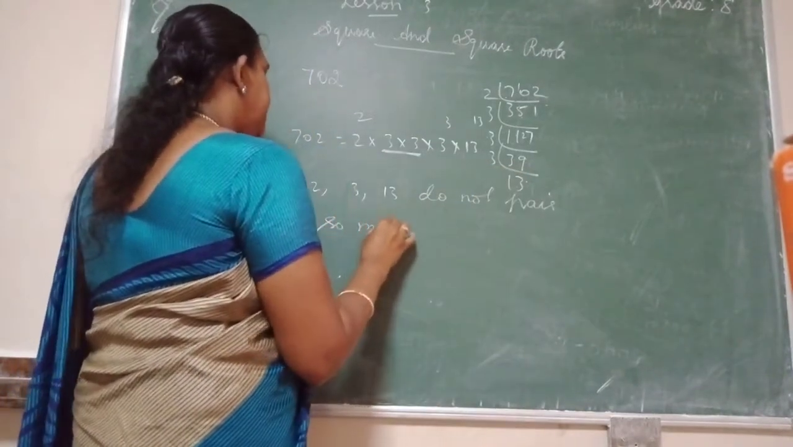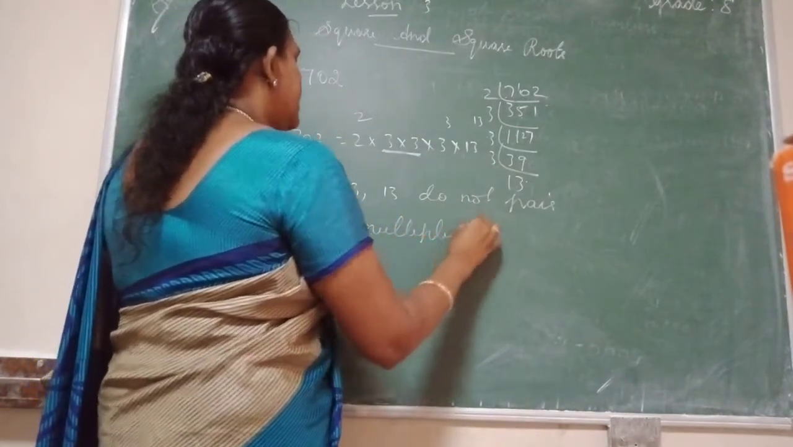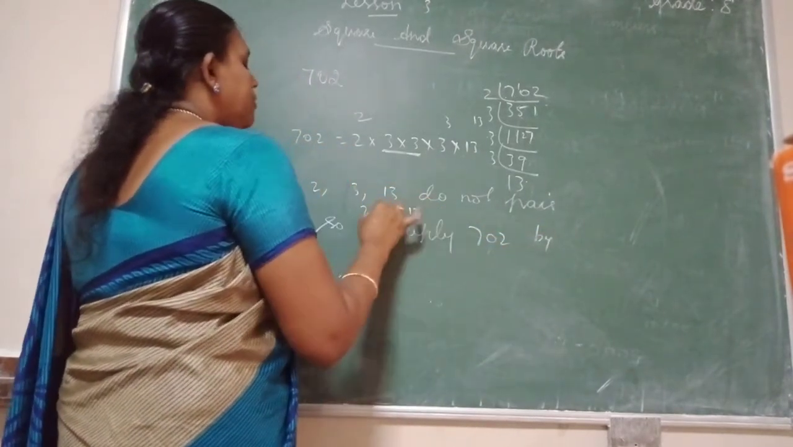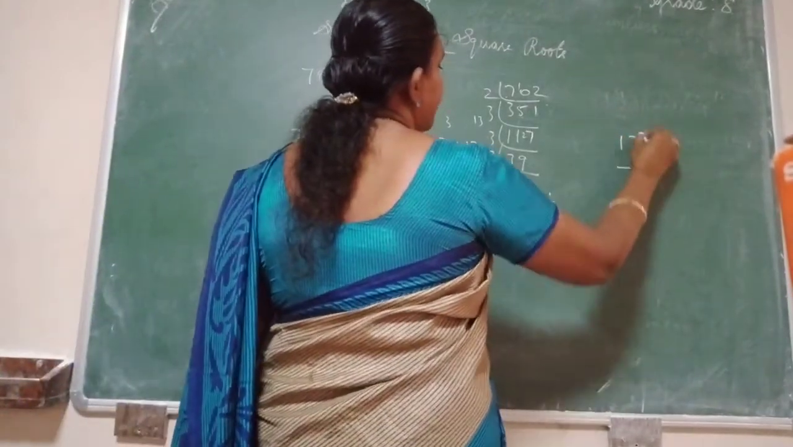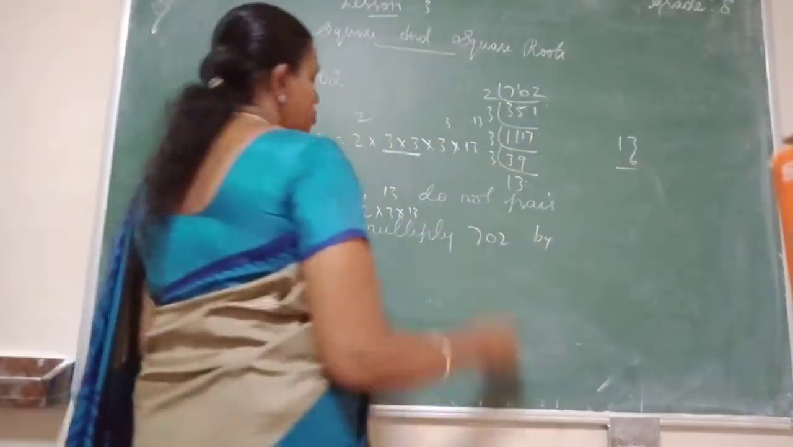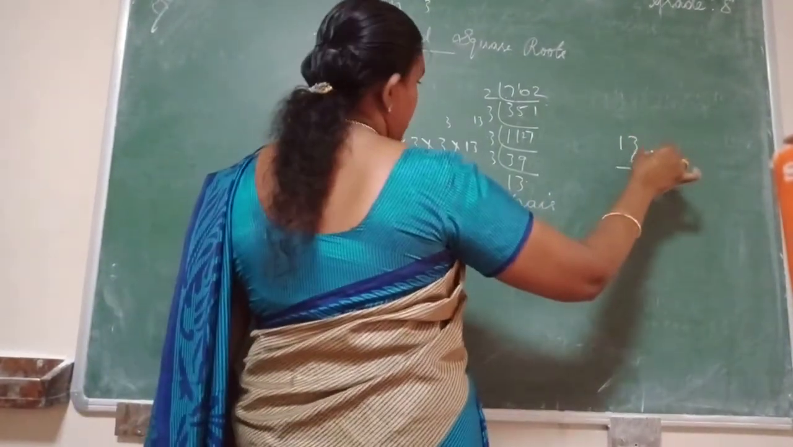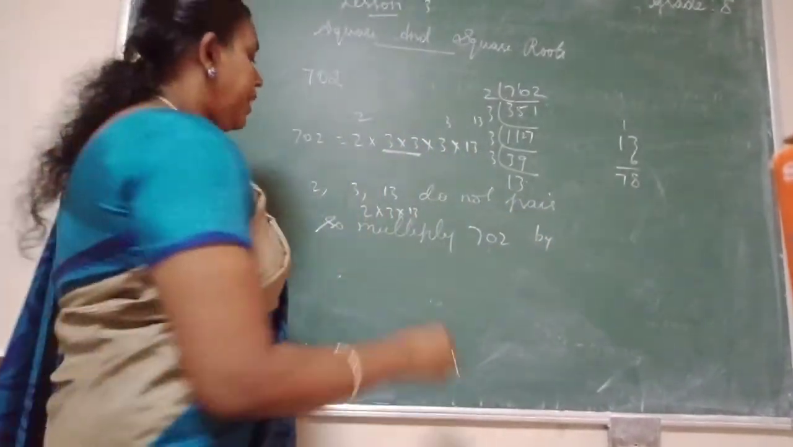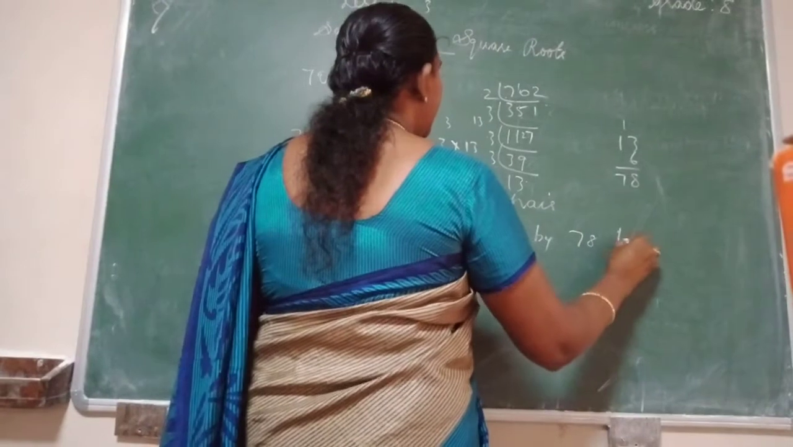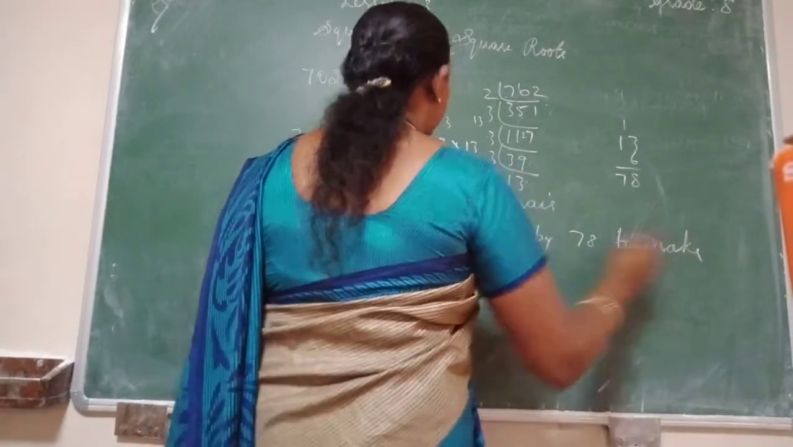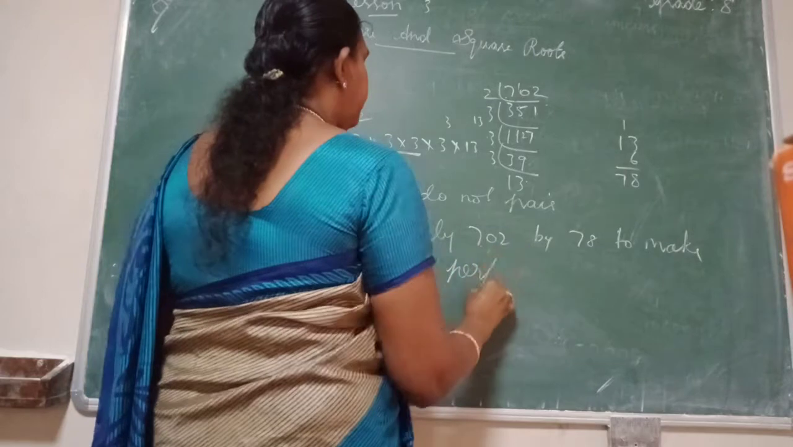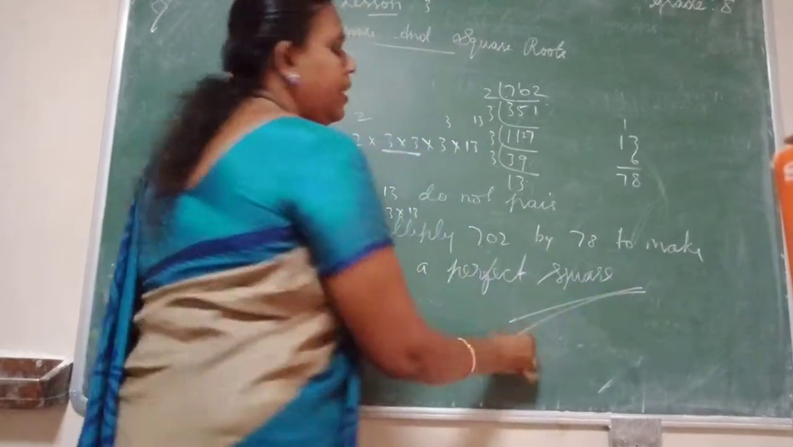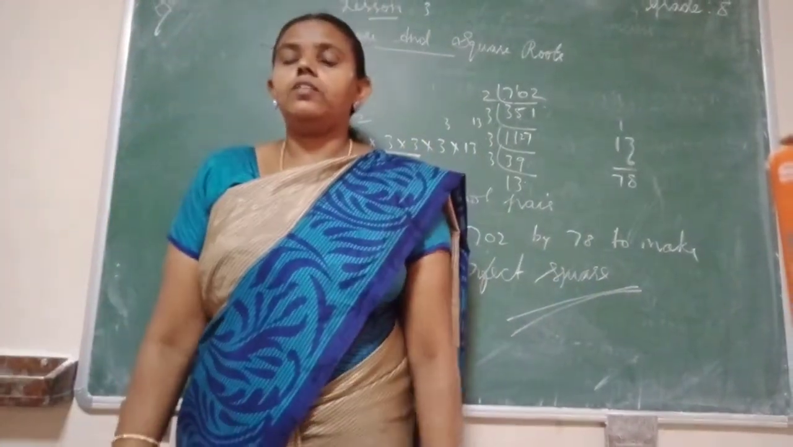So multiply 702 by, what is 2 into 3 into 13? 2 threes are 6. 2 into 3 into 13, how much? 2 threes are 6, 6 into 13: 6 threes are 18, 78. So we have to multiply 702 by 78 to make a perfect square. Okay. So multiply 702 by 78 to make a perfect square.